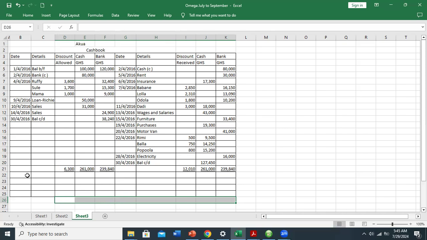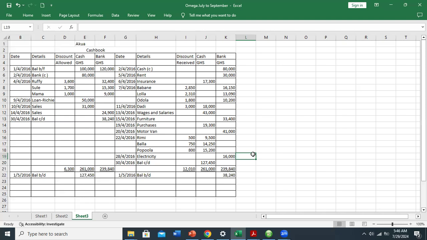Okay. Now, after that, you need to bring down your carry downs at the opposite side. So this carry down for cash will come to this side on the 1st of May 2016, balance brought down, and the cash 127,450. Then for bank, we have to bring it to the opposite side, which is the credit side. So 1st May 2016, balance brought down for bank, 38,240. And you are done with your 3-column cash book, or you are done with this illustration or question.